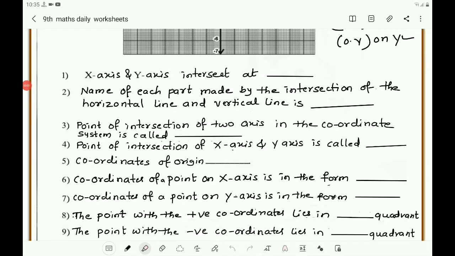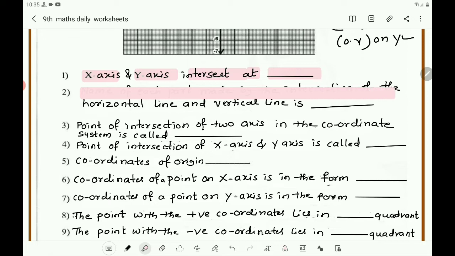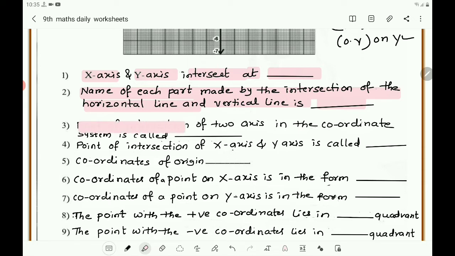Write the answer, fill in the blanks. X-axis and y-axis intersect at dash. Name of each part made by the intersection of the horizontal line and vertical line is called dash. Point of intersection of two axes in the coordinate system is called? Point of intersection of x-axis and y-axis is called dash. Coordinates of origin.